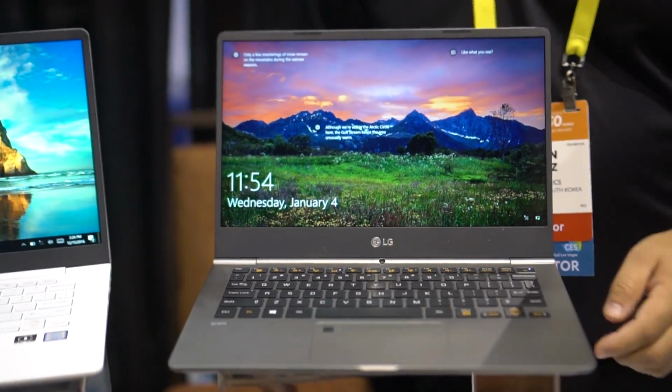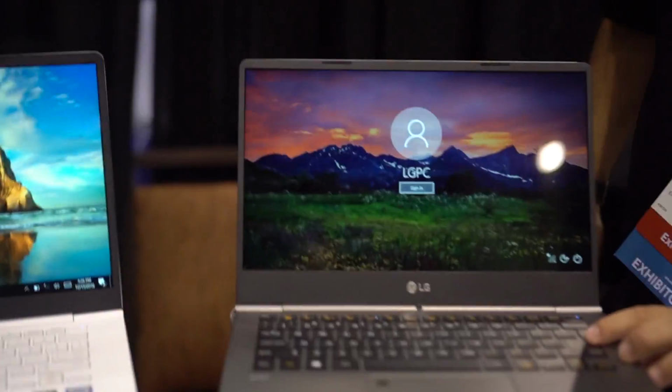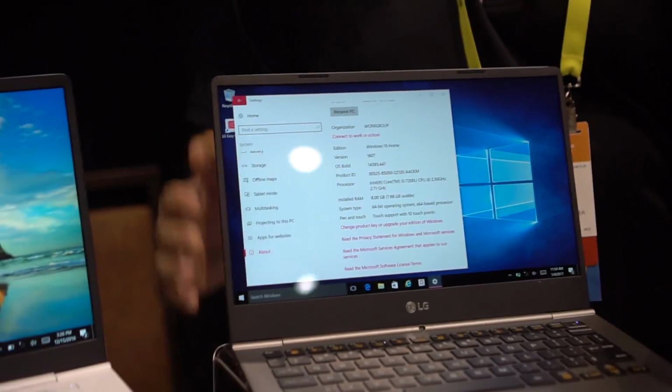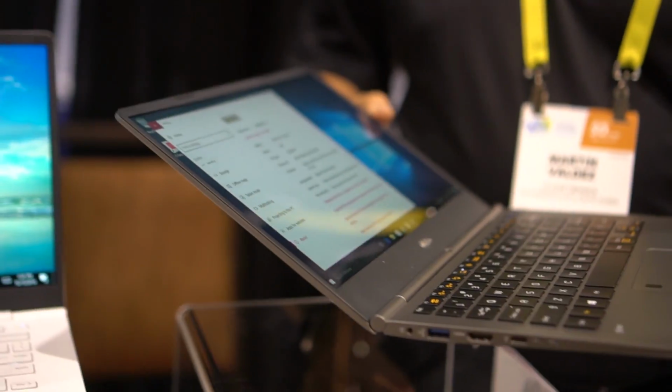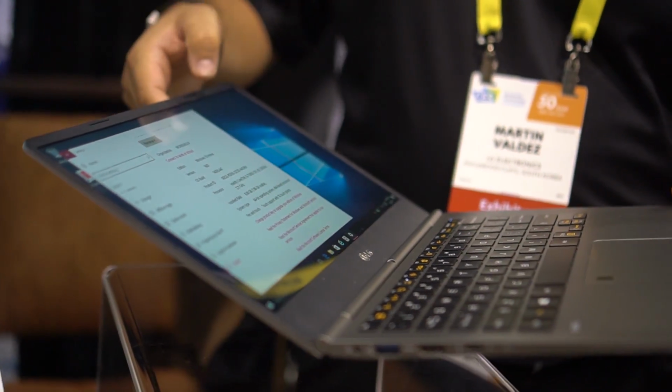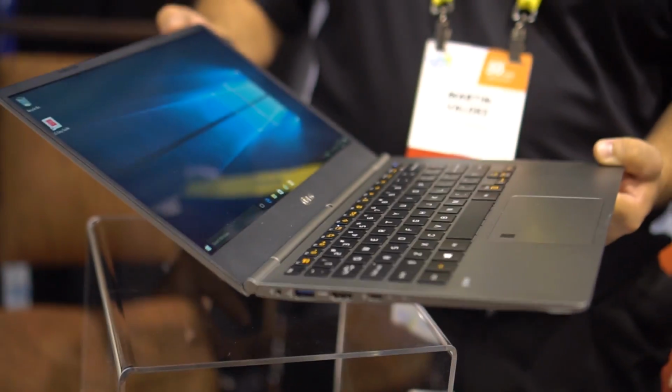So you can see that these Full HD displays are looking quite good. Can you tilt that back? Can we see how far the screen goes? Oh, so we almost have a flat back, which is really nice if you're one of those people who likes to stand and work, which I am definitely one of those people.